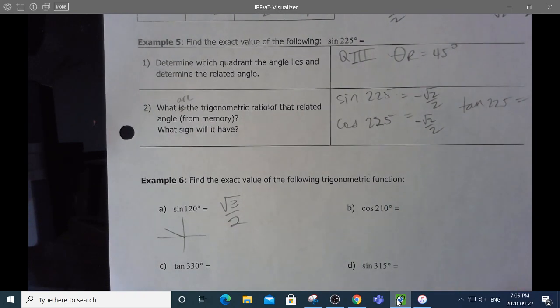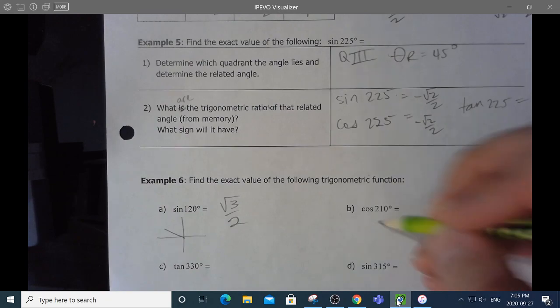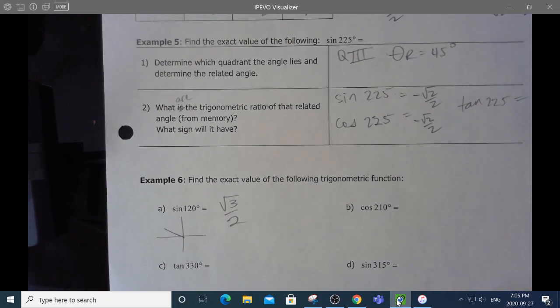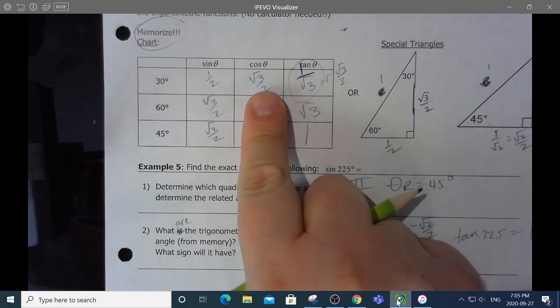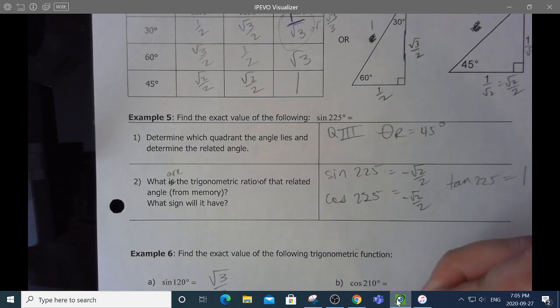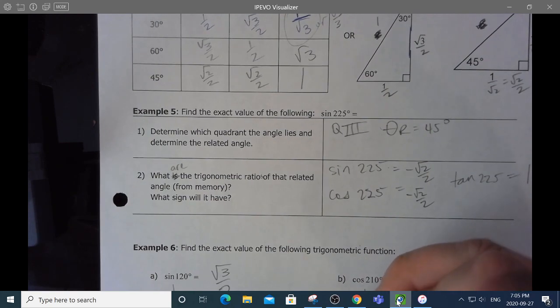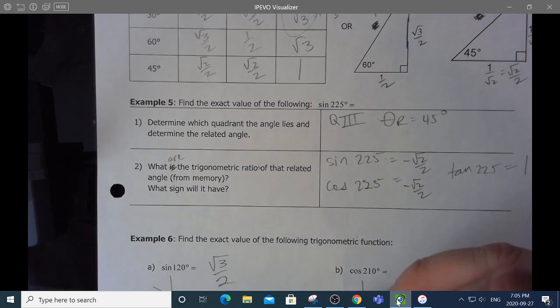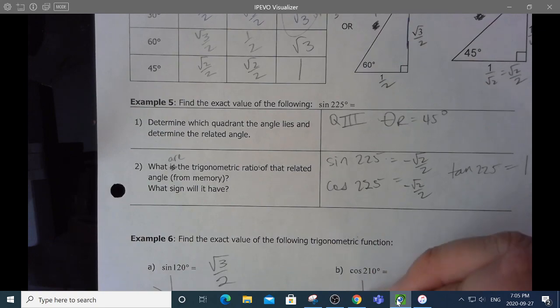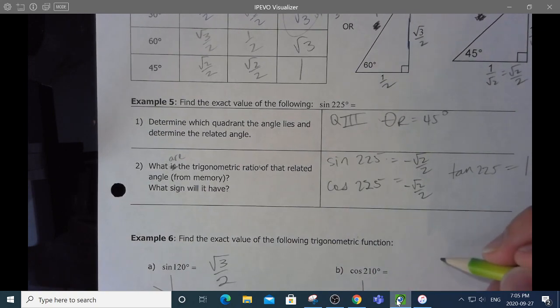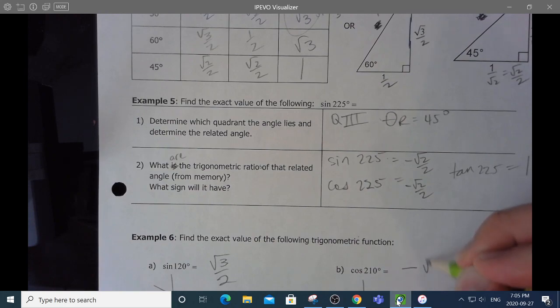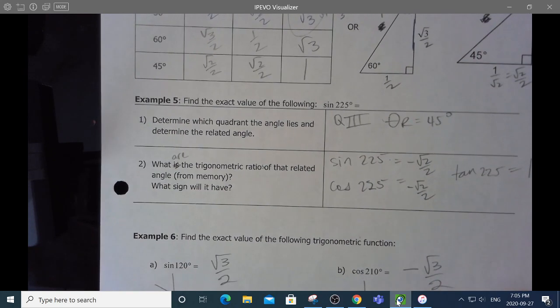210, what family is 210 in? Well, 210 is 30 degrees more than 180, so it's in the 30 degree family. So what's the cosine of 30 degrees? Root 3 over 2. But where's 210 degrees? That's 180, that's 2. It's over here, right? So it'd be 30 degrees that way. Aha! X's, the adjacent values, are negative here. So this is going to be negative root 3 over 2.